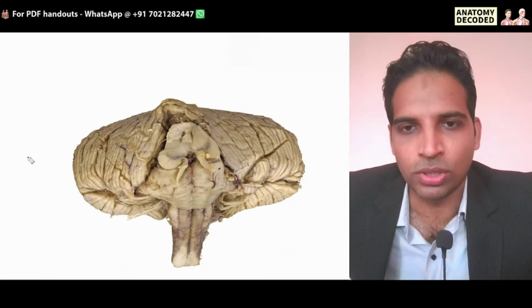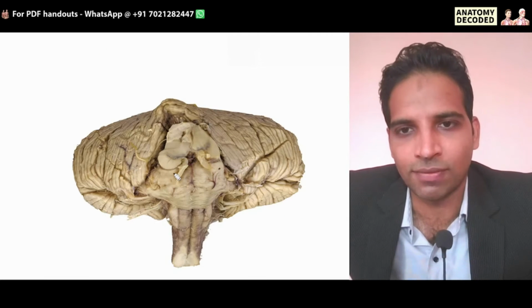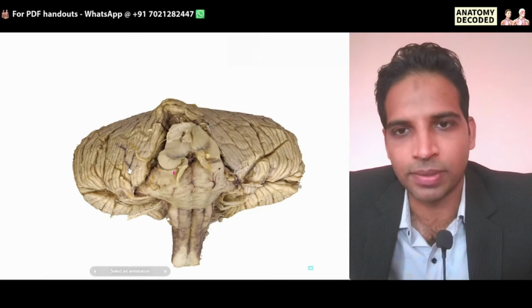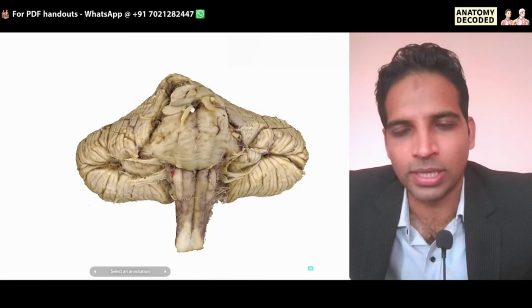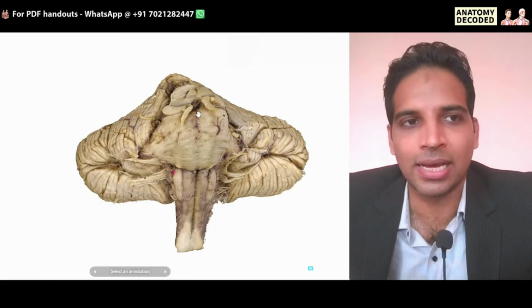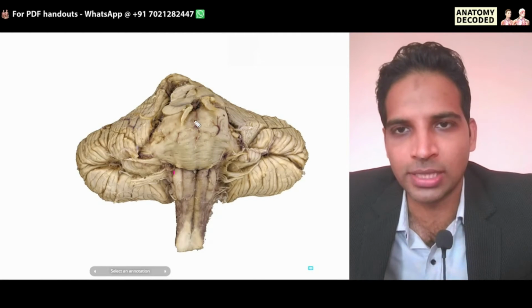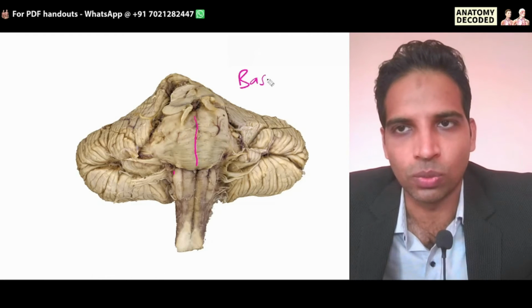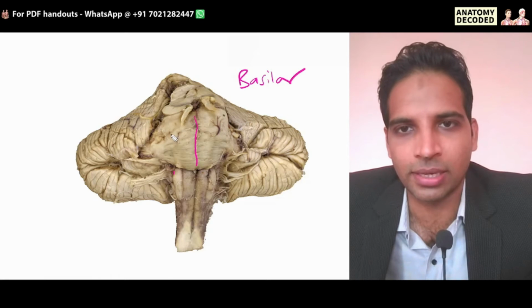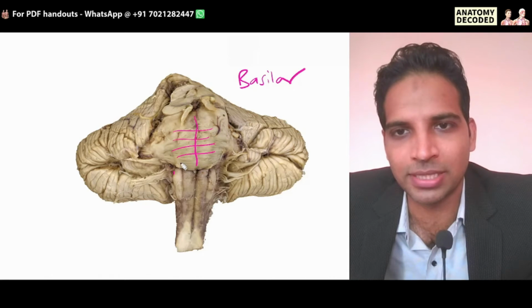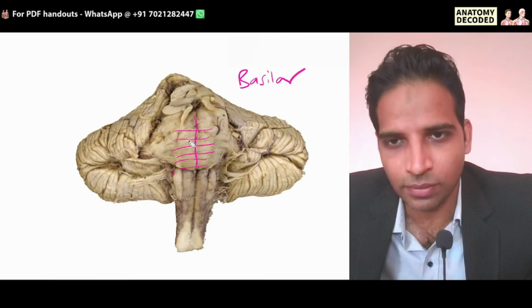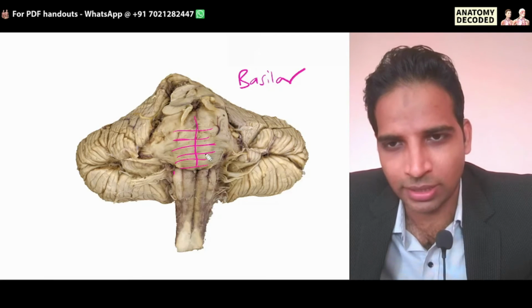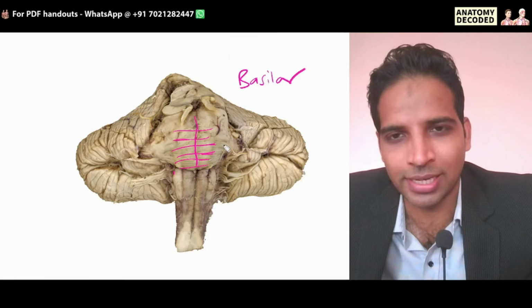Now let's look at the pons. Pons, when seen on the anterior aspect, on the midline shows a groove that is referred to as the basilar groove. There is a groove on the pons in the midline that is referred to as the basilar groove. And there are multiple horizontal striations seen here. Those are referred to as horizontal transverse striations on the pons.